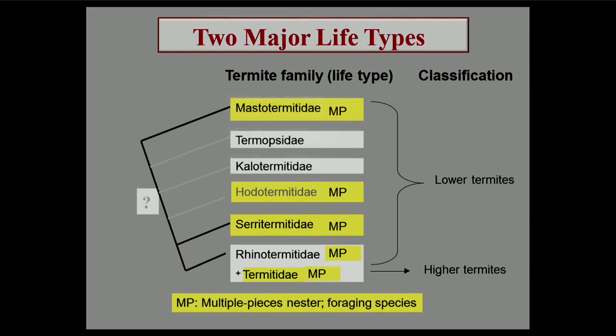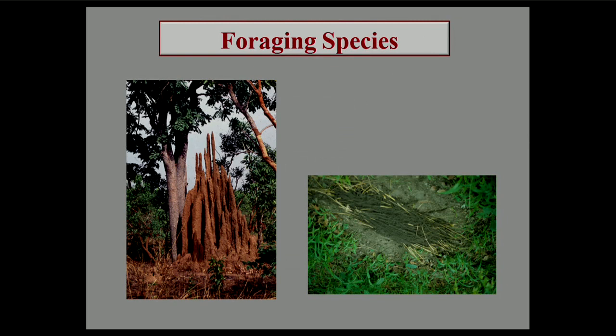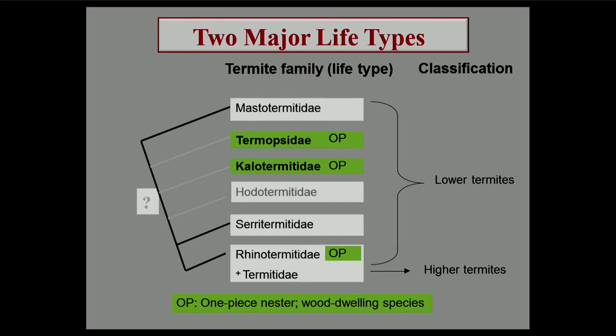And one are the multiple piece nesting termites, or I used to call them foraging termites. And these are most of the recent species. And these are all the termites you're probably most familiar with. They build large mounds, and they have a nest that is separate from their food source, so they are always central place foragers.